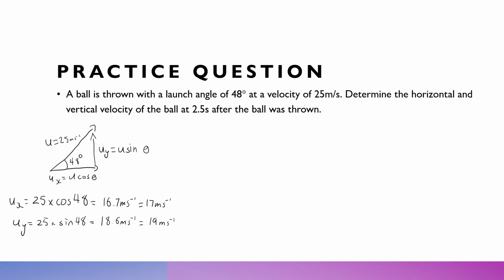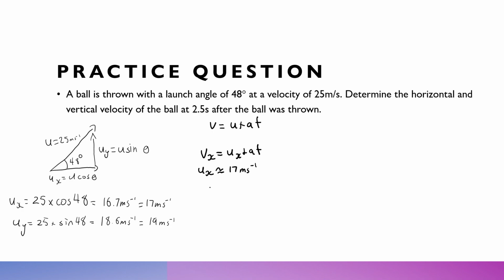From here, we can apply kinematic equations to determine the velocity in the x and y directions after 2.5 seconds have passed from the launching of the ball initially. In order to do this, we will need to use v is equal to u plus at. Let's have a look at the x direction first. So vx is equal to ux plus at. And we know that ux is approximately equal to 17 meters per second.